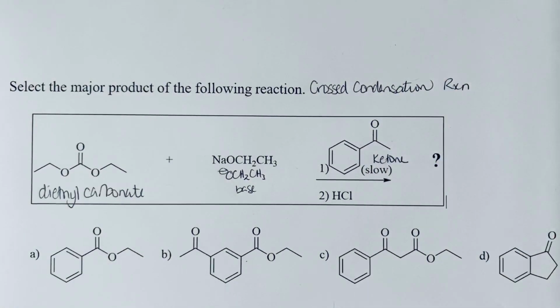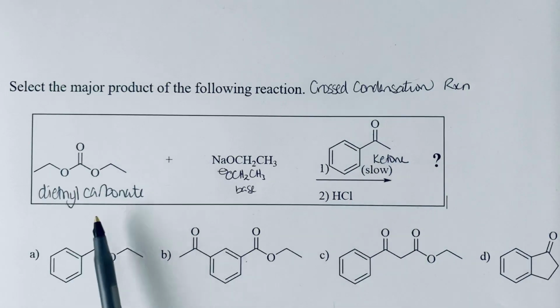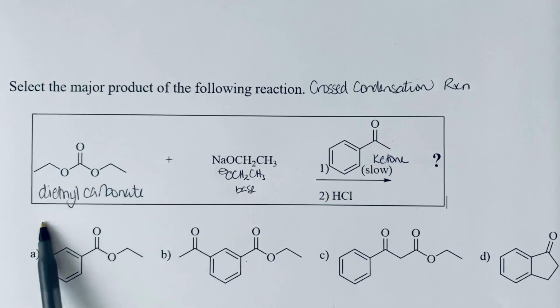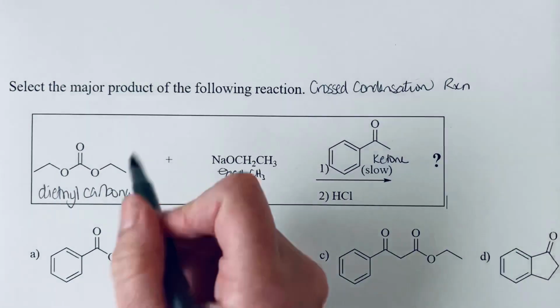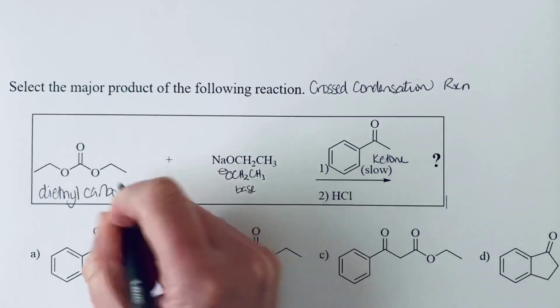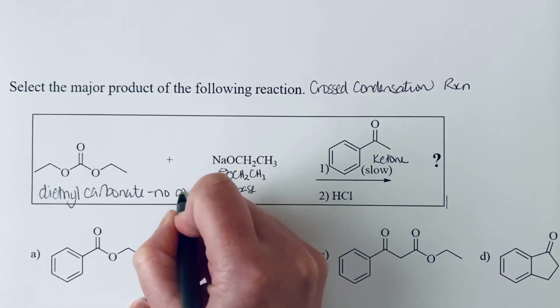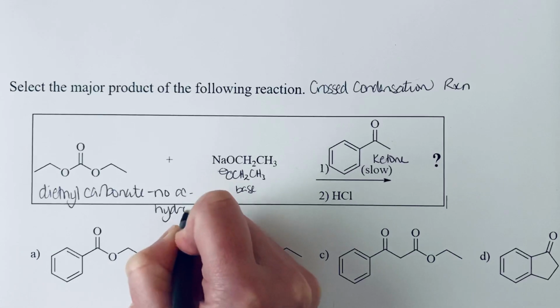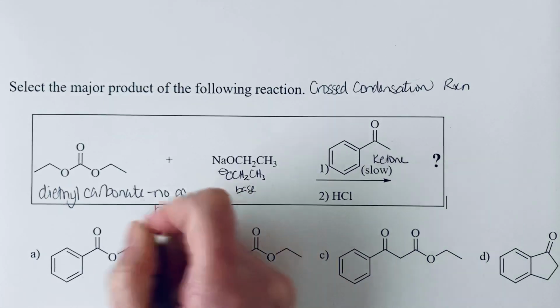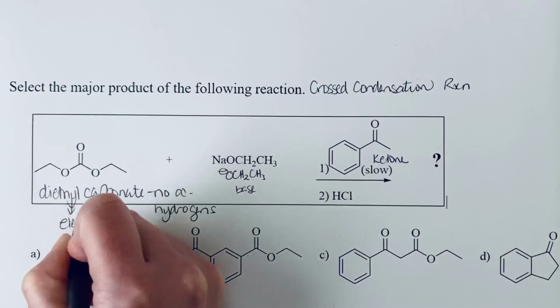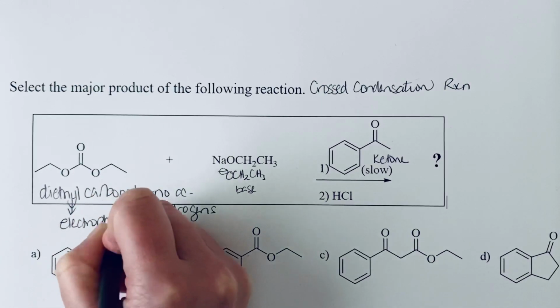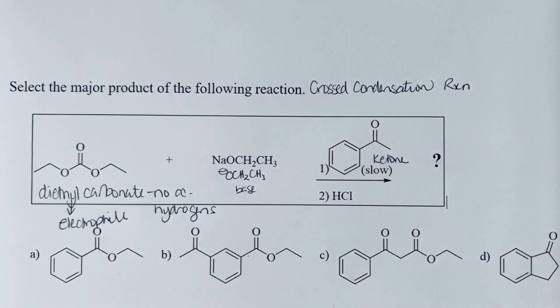And like with all of our condensation reactions, we're going to be forming an enolate out of one of our carbonyl compounds, and then that enolate will attack the carbonyl carbon of the other. In the case of this reaction, the diethyl carbonate has no alpha hydrogens, and that's because we have an oxygen on either side. So what this means is that our diethyl carbonate is going to be the electrophile in this reaction. And so that means that our ketone is going to be the nucleophile.